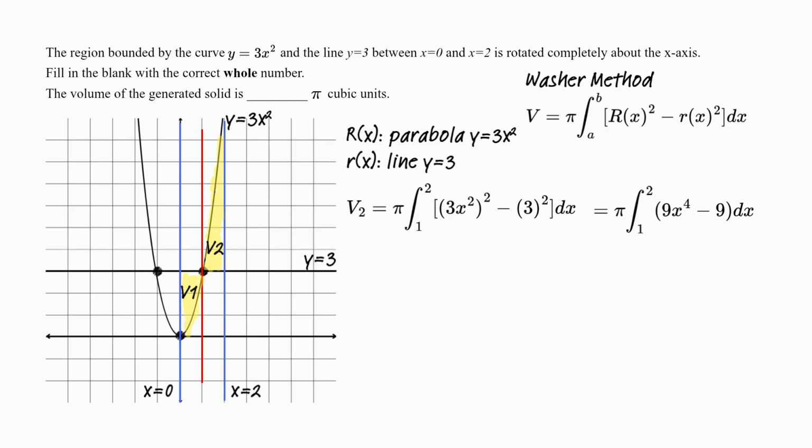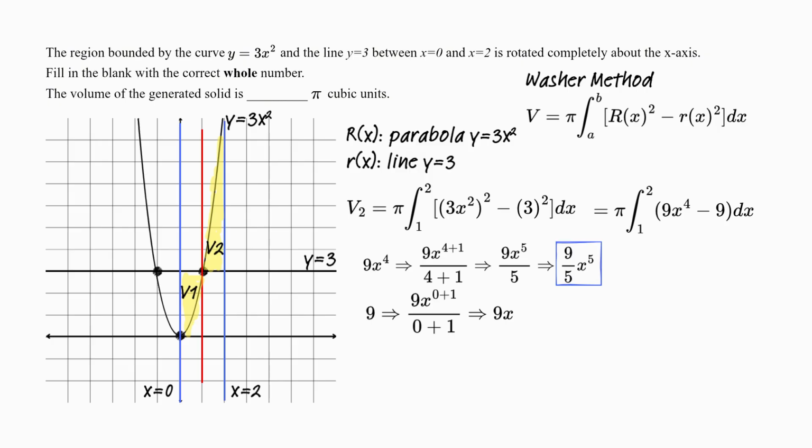Let's integrate our terms now. Term 1, 9x to the fourth power becomes 9 over 5 x to the fifth power. Term 2, 9 becomes 9x. Therefore, our integral is volume 2 equals pi times the quantity 9 over 5 x to the fifth power, minus 9x, all to be evaluated from 1 to 2.